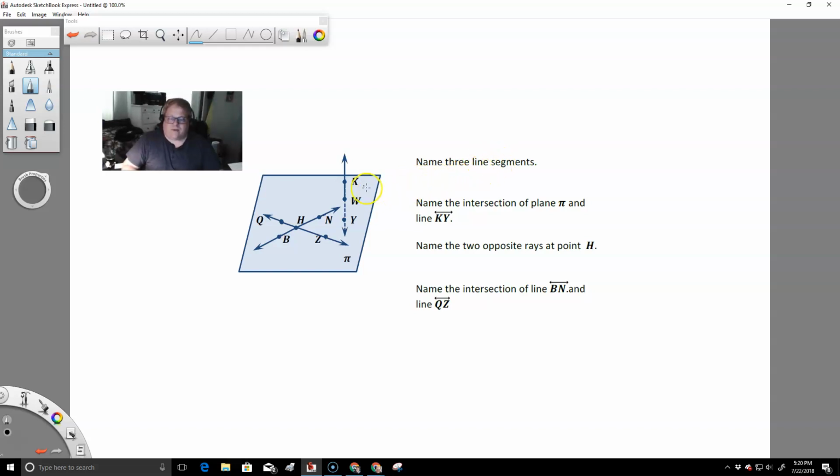So I have so many choices here, and I only have to name 3. I'll just pick KW as one of them. That's the initials of my wife, so I pick that. And for line segments, we put a little line over the top, and that shows a segment. If you put arrow tips on it, that's a line. Line segments don't have arrow tips. All right, so let me do KW. Let me do HN just for fun. I have to name 3.